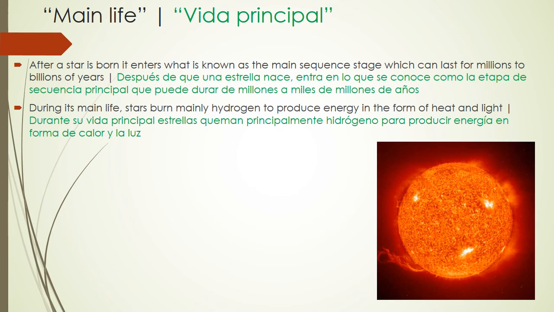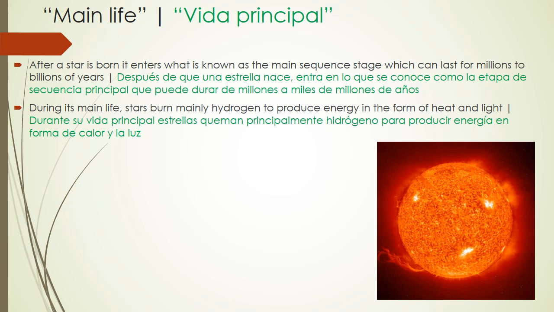This slide talks about the main life sequence of a star, and that's actually what our sun is currently in. Our sun is in its main life sequence. Our star is about 4.5 billion years old or so, and it'll burn for about another 4.5 to 5 billion years before eventually it will die out and become a black dwarf. So after a star is born, it's known as the main sequence.